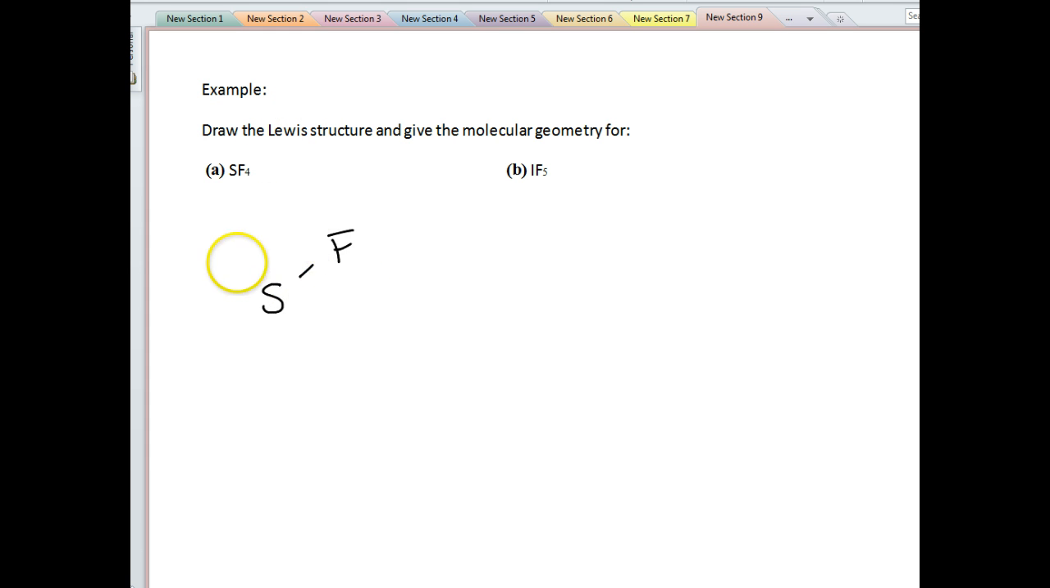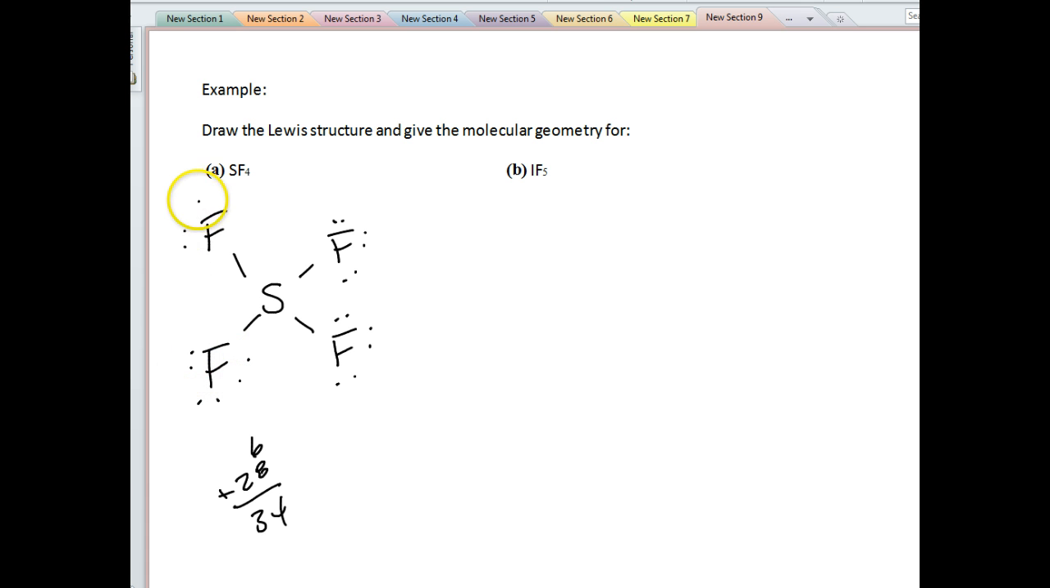So we have sulfur bonded to 4 fluorines, sulfur tetrafluoride. Now, going to work the Lewis structure, number of valence electrons. Sulfur has 6. Each fluorine is 7, so that's a total of 28. We'll add those 2 together, and we're going to get 34. So we've used up 2, 4, 6, 8 so far. 10, 12, 14, 16, 18, 20, 22, 24, 26, 28, 30, 32. So I have 2 extras.